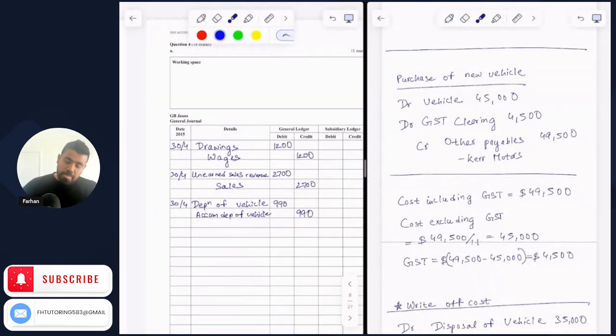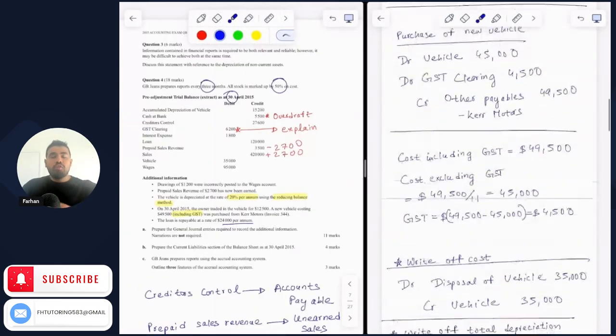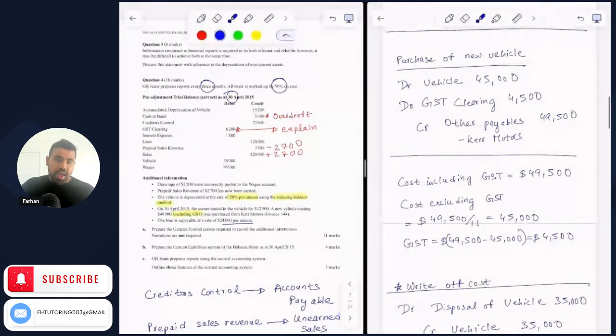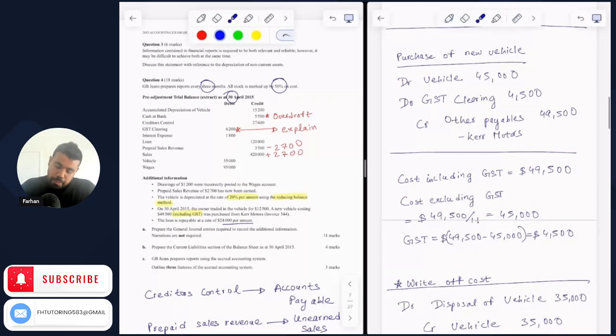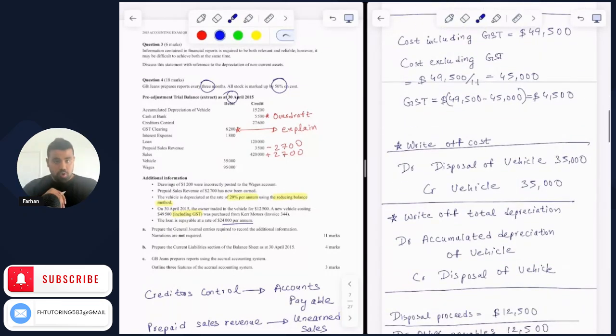Okay. Next, we know we have got rid of the old vehicle that we had, all right? And that old vehicle was not sold for cash, but rather it was used as a trade-in when we were purchasing the new vehicle. Okay, so first of all, there are multiple steps to doing this. So the first thing we need to do is write off the cost of the old vehicle. So how much is the cost of the old vehicle? The pre-adjustment trial balance didn't have the new vehicle's purchase value included, right? That is why it's a pre-adjustment, prior to adjustments. So the cost of the old vehicle was 35,000 in this case.